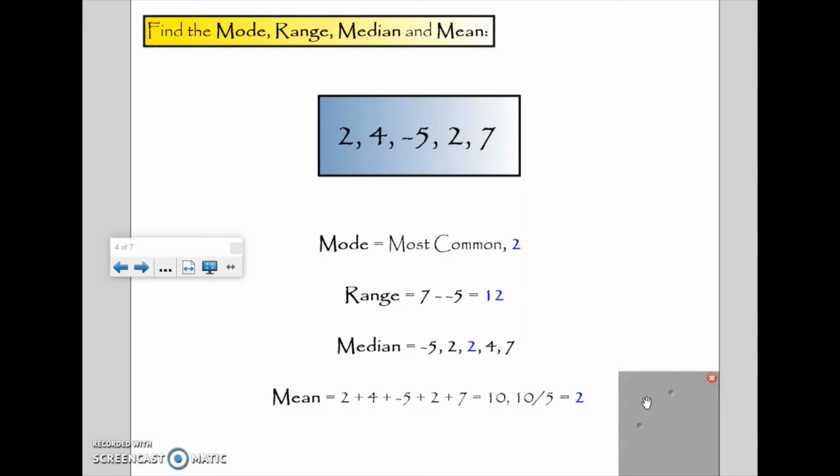So we've got a mode of 2, a median of 2, a mean of 2, but the range telling us the spread of the data is quite wide, is a range of 12.